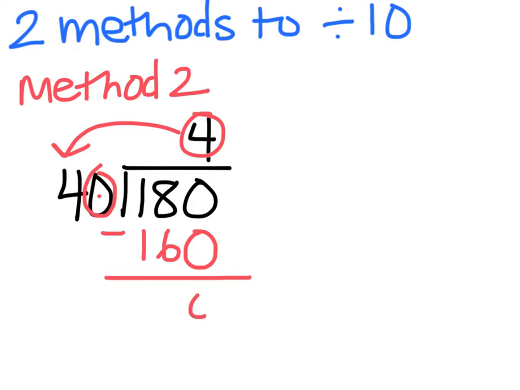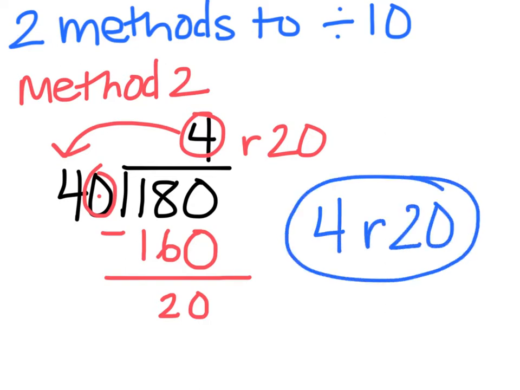0 minus 0 is 0, 8 minus 6 is 2, and 1 minus 1 is 0. So our remainder is 20. We would write our answer like this: 4 R 20. 4 remainder 20.